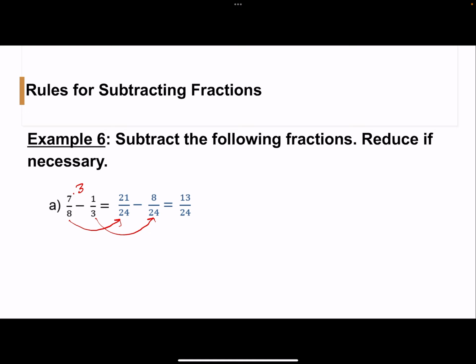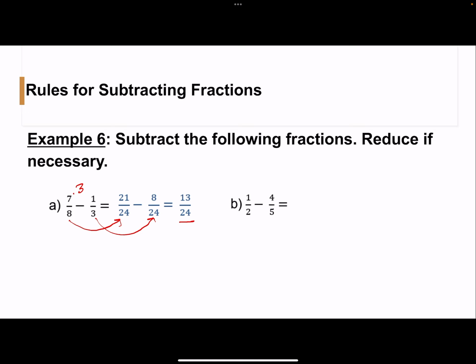So I keep the common denominator of 24. 21 minus 8 in my numerator gives me 13. Then I check to see if it's reduced. 13 over 24 is reduced to the lowest terms. So that's the answer to my problem.